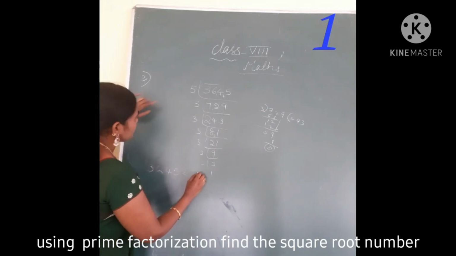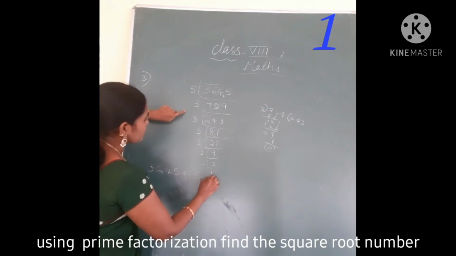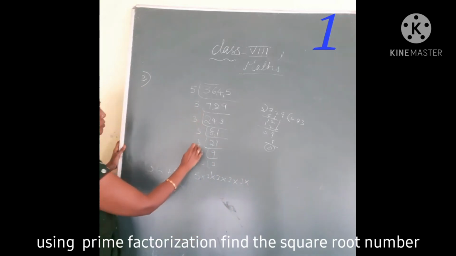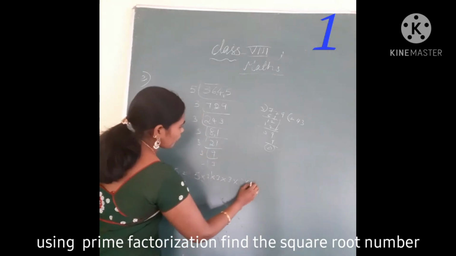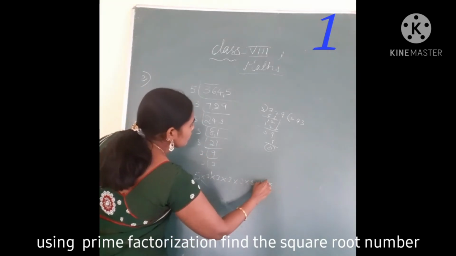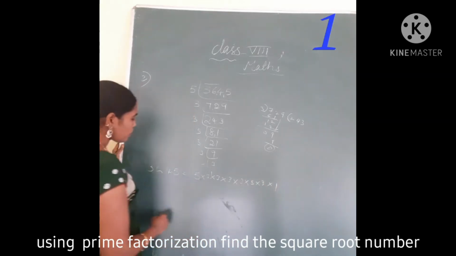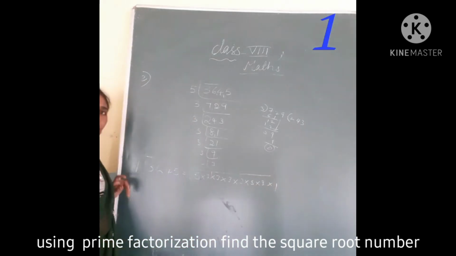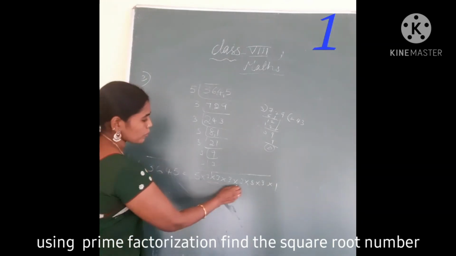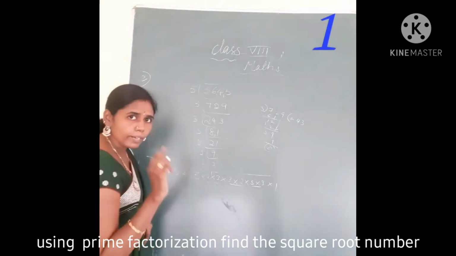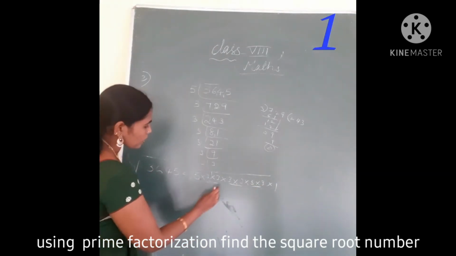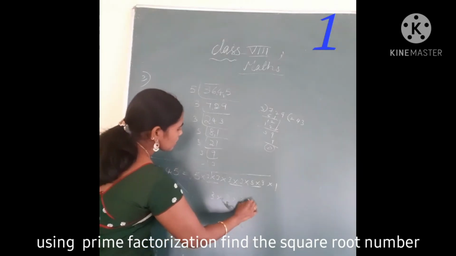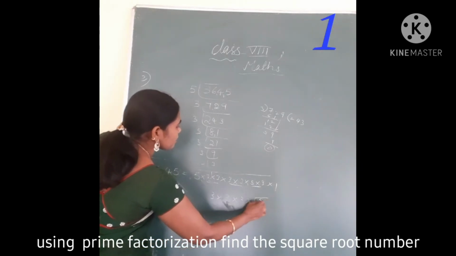3645 is 5 into 3 into 3 into 3 into 3 into 3 into 3, that is 3 six times, into 1. Okay. Now, when we are finding the square root, what is the rule? If a number is repeated 2 times, it will come outside one time. Yes or no? Now this 3 will come out, this also, this also. Now what remains? 5.